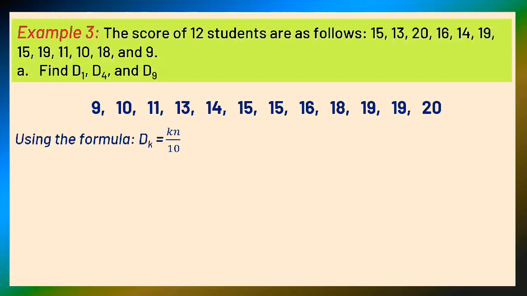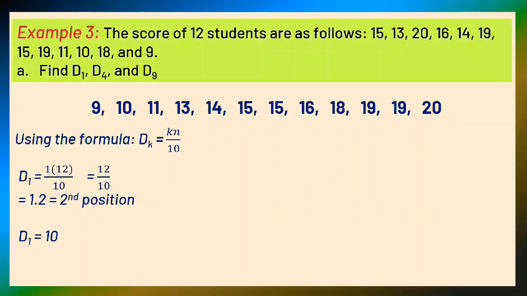And next thing to do is for us to identify the value of the decile 1 using the formula k sub n all over 10. By substituting the values, we have d sub 1, which is equal to 1 times 12 all over 10, that is equal to 12 over 10. And the value is equal to 1.2. According to the rule, we are going to round it up to the next position, and that is equal to the second position. So therefore, the value of our decile 1 is equal to 10.